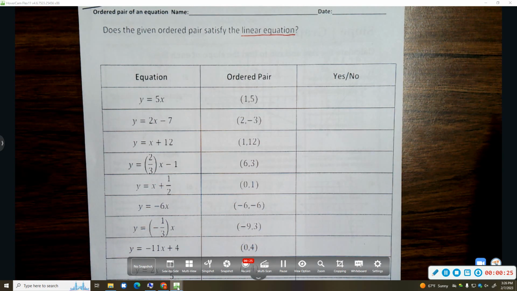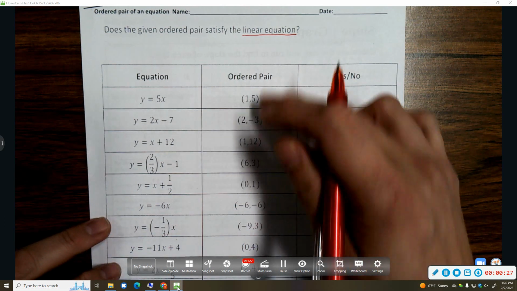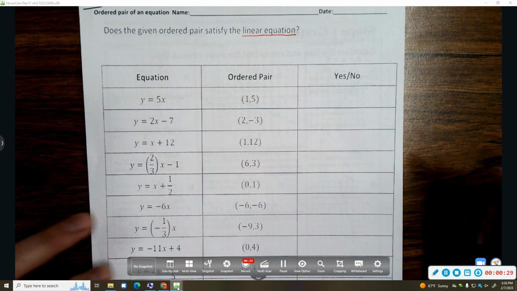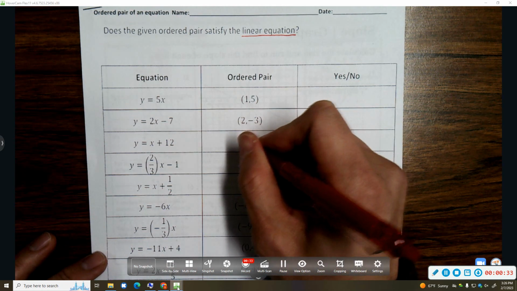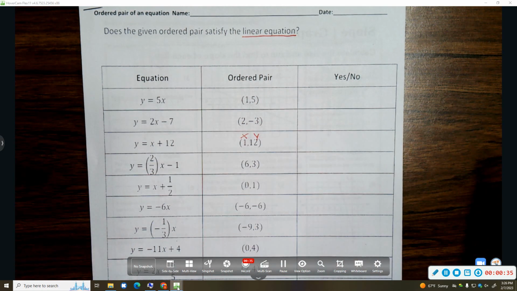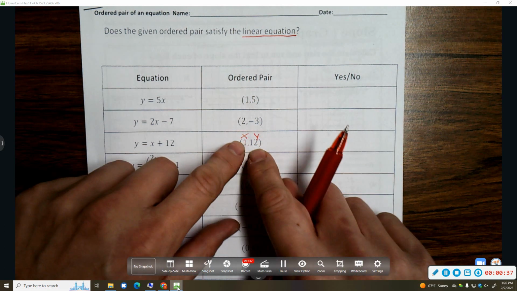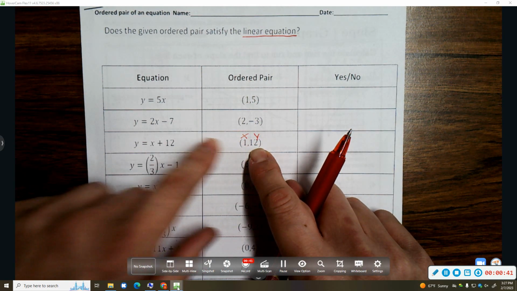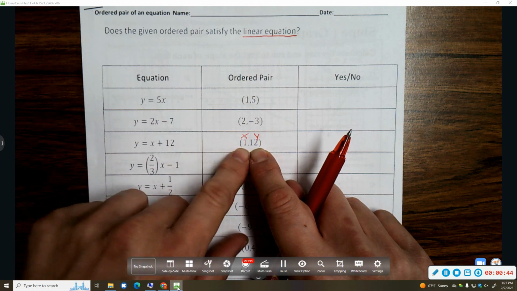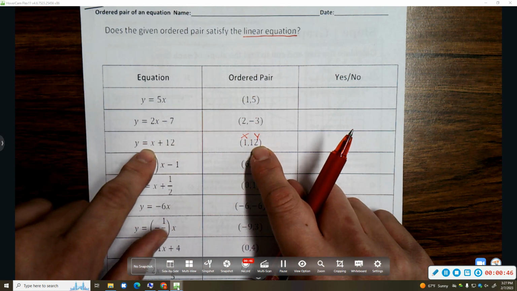So to check, I will give you a couple problems, you do the rest on your own. Again, these points are x and y. You want to see if that point is on this straight line here. So wherever the letter says y, you plug in 12. Where the letter says x, you plug in 1.